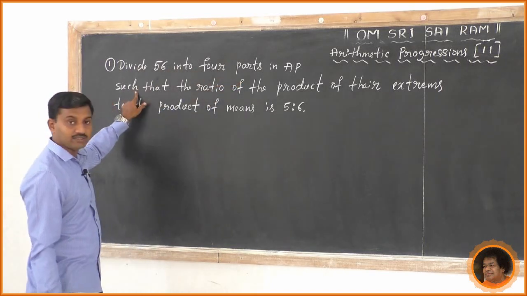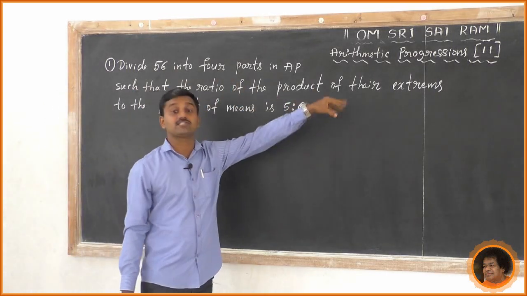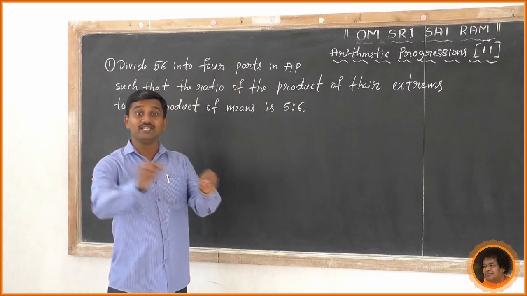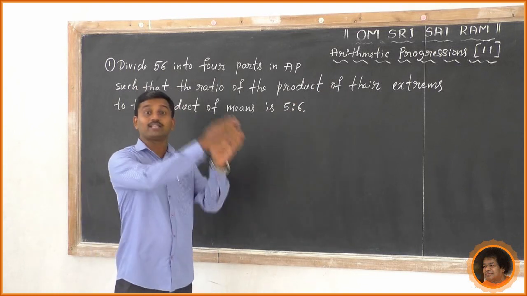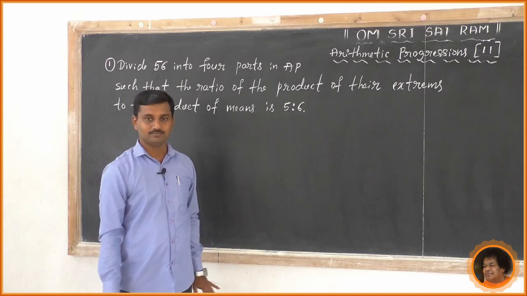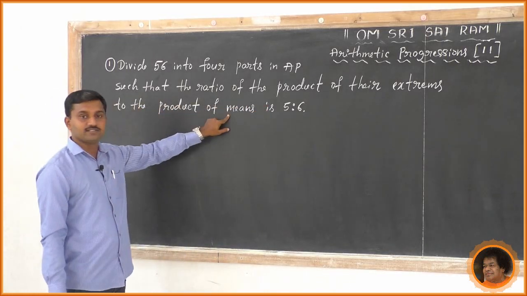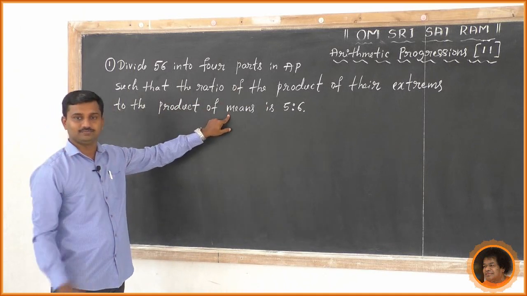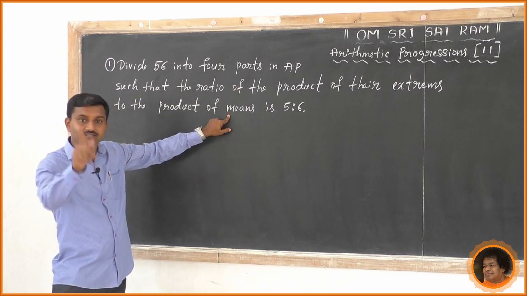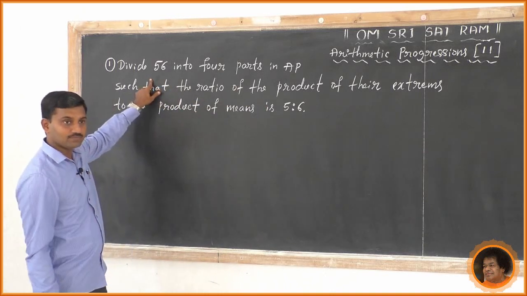And the condition given is such that the ratio of the product of their extremes. What is the meaning of extremes? Extremes means the product of the first and the last term, to the product of means. Means means the product of the second and the third terms. I think the question is clear.